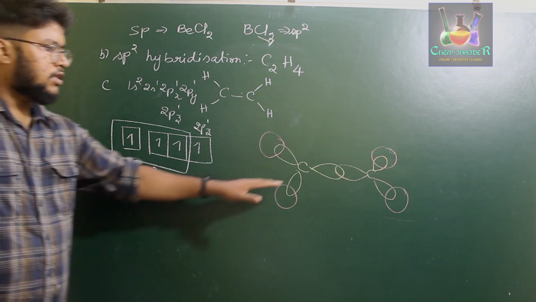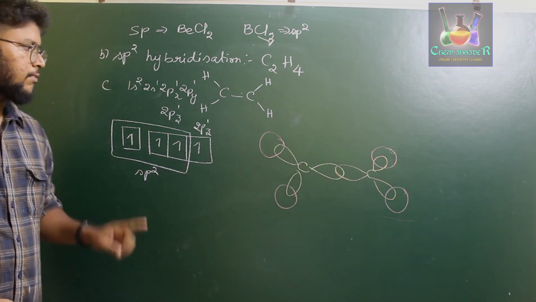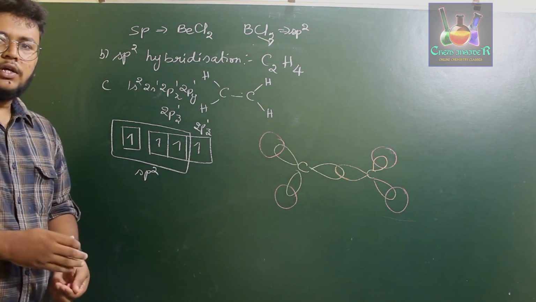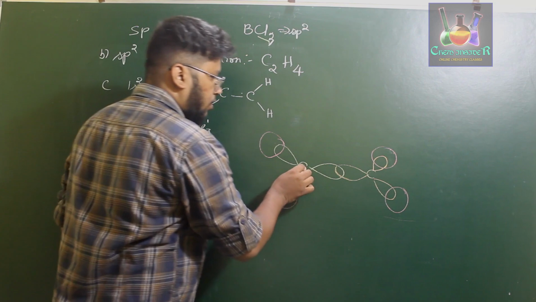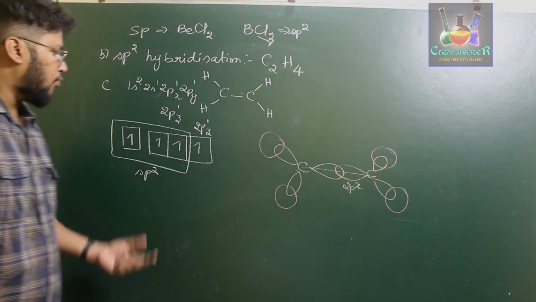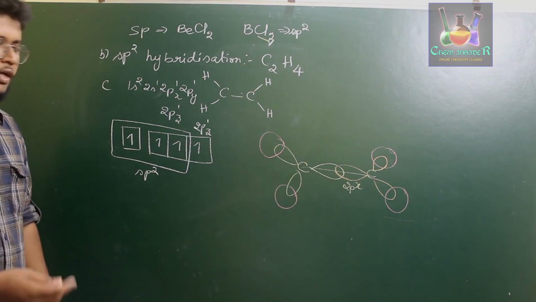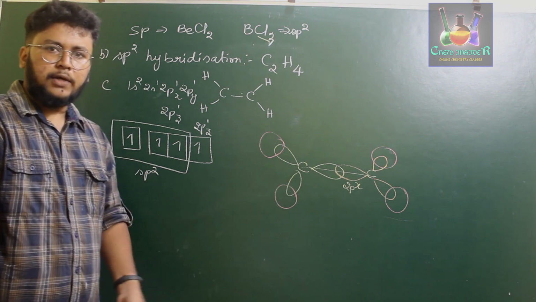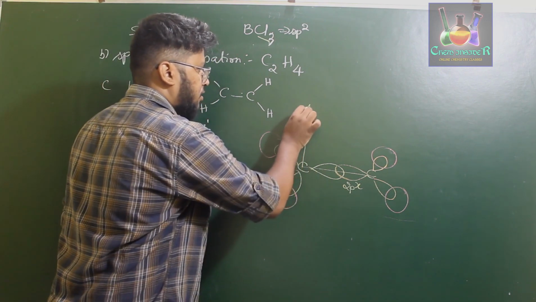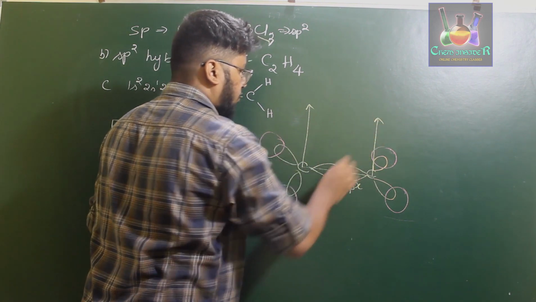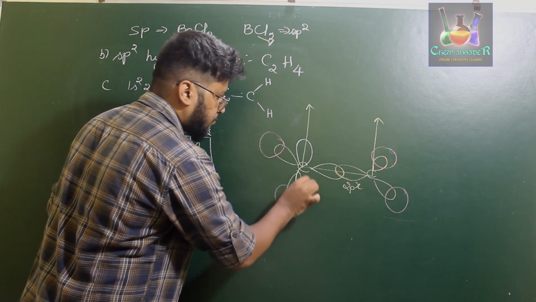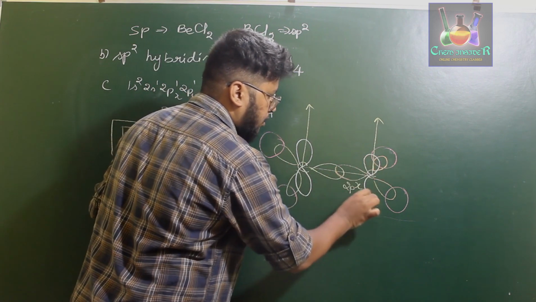Even if you just consider these three orbitals being formed, there is one more orbital with an electron present in the carbon atom, that is 2pz. If you consider this as the x, 2px, which is overlapped by one of the carbon and the other 2px orbital of the other carbon, and this is the 2py, then one of the orbitals, that is the 2pz, will be in this direction, right? The 2pz orbital will be in this particular direction, which has an electron present in it.